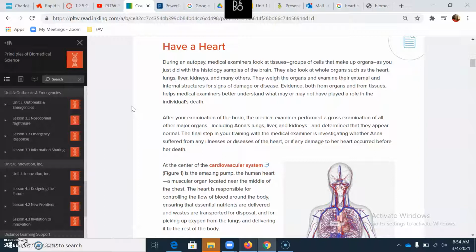So after we examine the brain, the medical examiner performed a gross exam of other major organs, including her lungs, liver, and kidneys, and determined that they appear normal. The final step in your training with the medical examiner is to investigate whether Anna suffered from any illnesses or diseases of the heart, or if any damage to her heart occurred before her death.